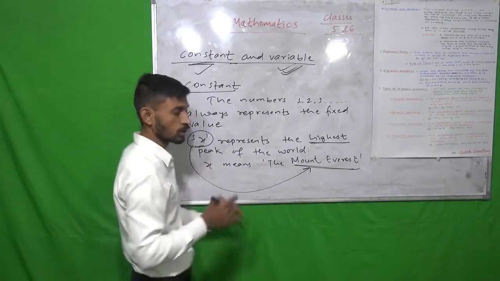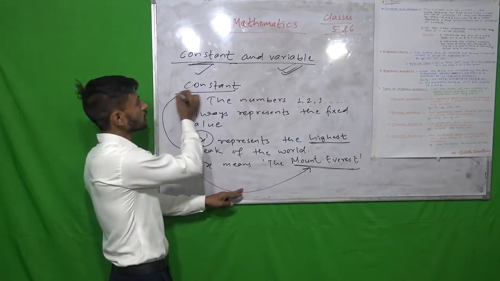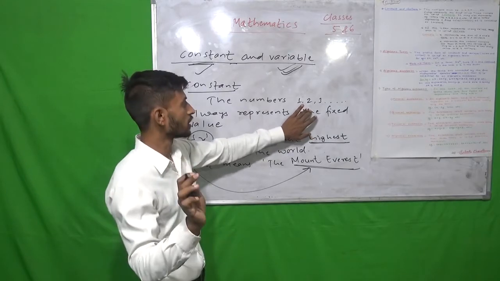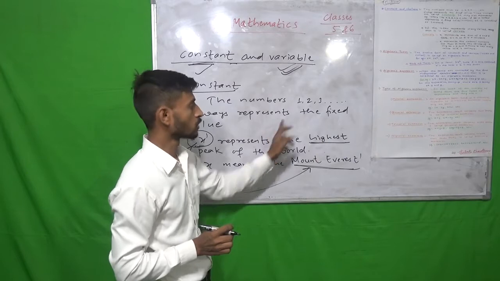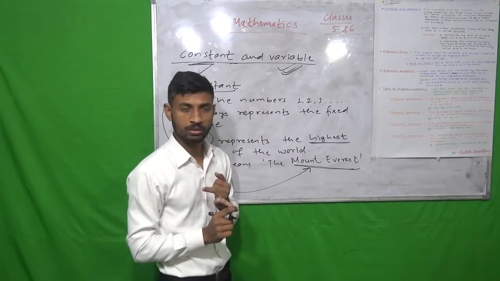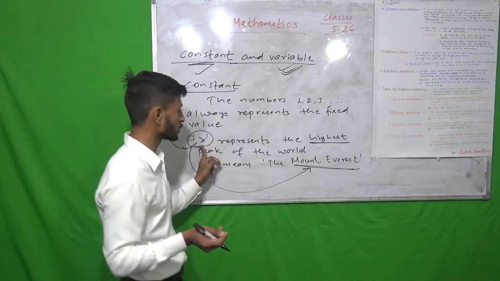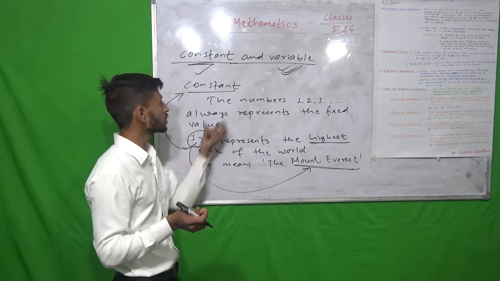If the letter has only one value, then that time this letter is also called constant. A number is already constant because it shows only a fixed value. 2 means only 2. 5 means only 5. But a letter also sometimes represents a fixed value. Then that time that letter is called constant.